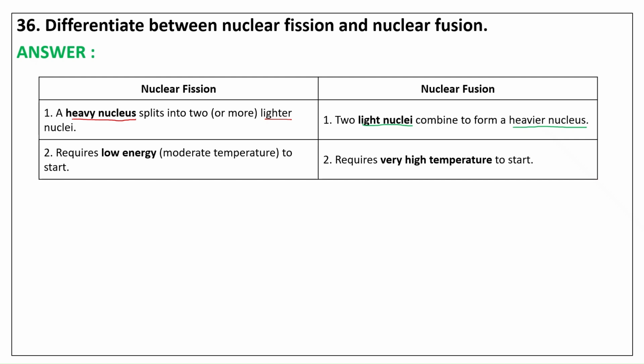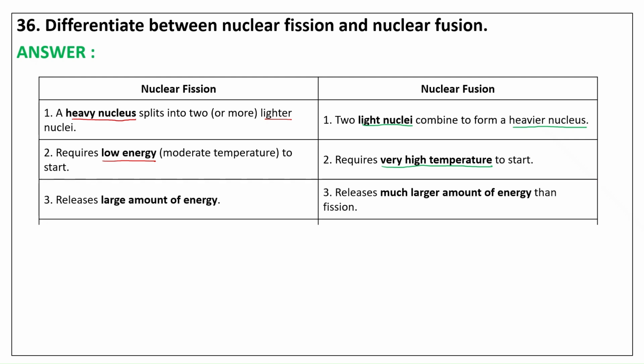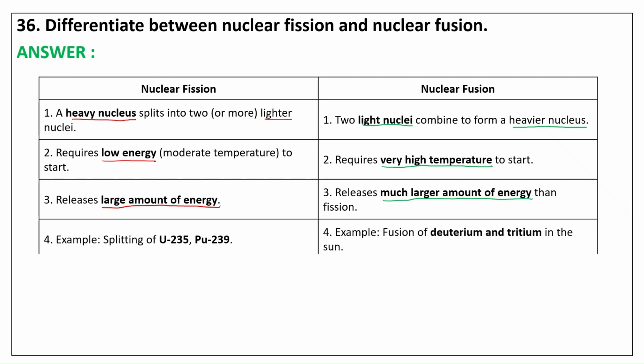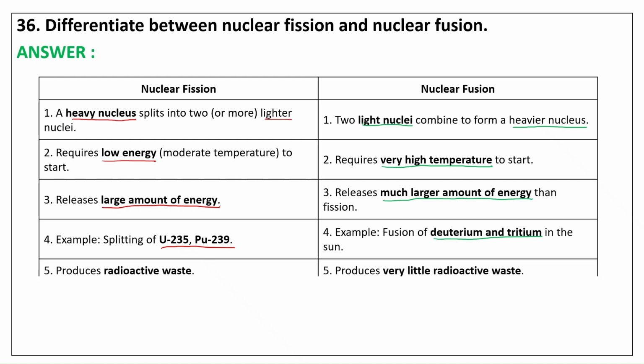2. Nuclear fission requires low energy, that is moderate temperature to start. Nuclear fusion requires very high temperature to start. 3. Nuclear fission releases large amount of energy. Nuclear fusion releases much larger amount of energy than fission. 4. For nuclear fission, example, splitting of uranium-235, plutonium-239. For nuclear fusion, example, fusion of deuterium and tritium in the sun.